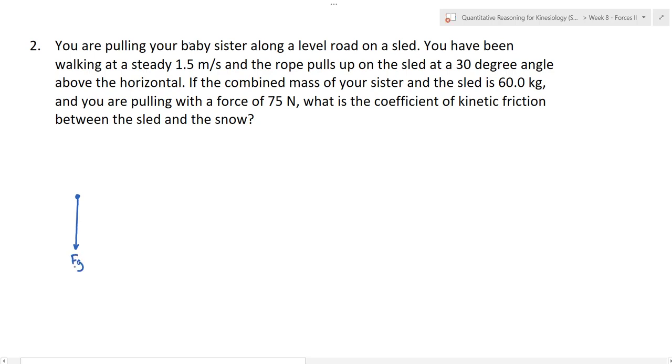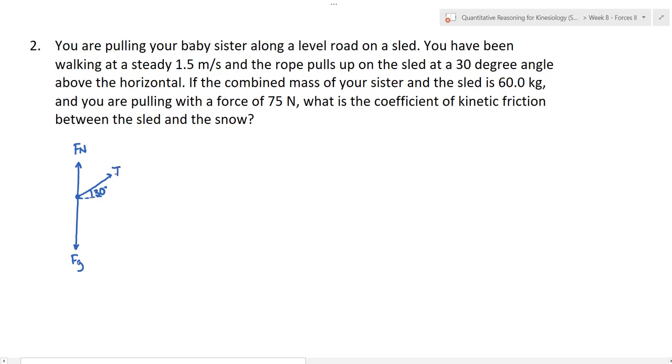Okay, the sled is on a level road, which means it's a horizontal road. So that means the normal force will be perpendicular to the surface, pointing straight up. So that's my normal force. The rope is pulling up on the sled at a 30-degree angle above the horizontal. So here's my rope pulling 30 degrees above the horizontal. What type of force is that? There's a rope and it's pulling. Okay, so that would be the force of tension.